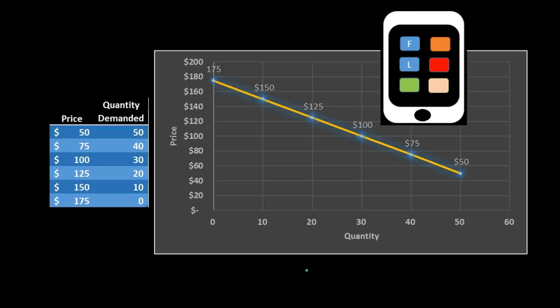We could also see this graphically, and that would be something like if we had a $50 price, maybe we have a quantity of 50. That would be this point here. If we had a $75 price, quantity 40. At a $100 price, quantity 30. At 125, quantity 20. At 150, quantity 10. And at 175, quantity is down to 0. We're not going to get into the slope of the line now. We'll talk about that later. But we're just trying to justify why it's a downward sloping curve at this point.